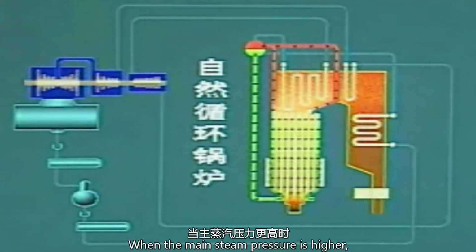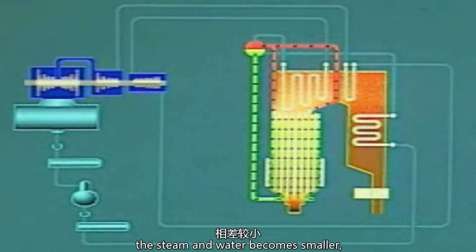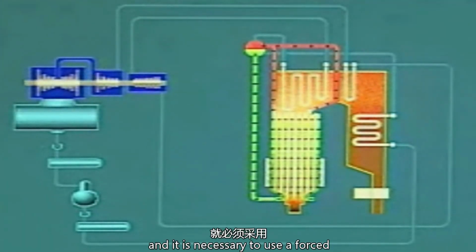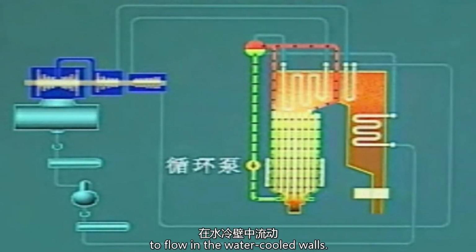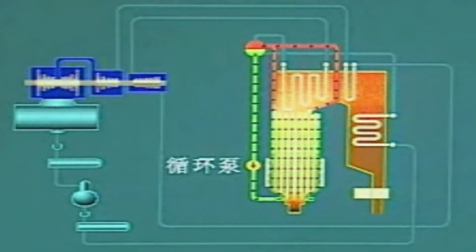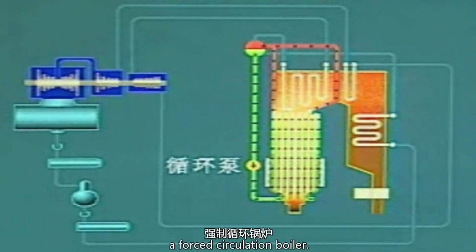When the main steam pressure is higher, the density difference between the steam and water becomes smaller, and it is necessary to use a forced circulation pump to generate power, to drive the working fluid to flow in the water-cooled walls. This type of boiler is called a forced circulation boiler.